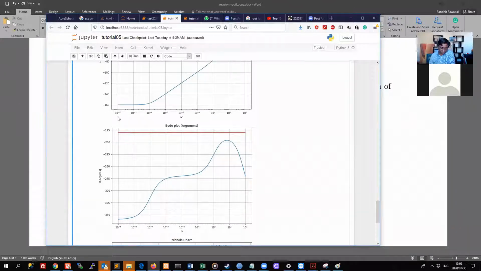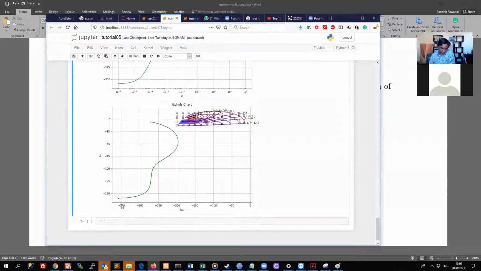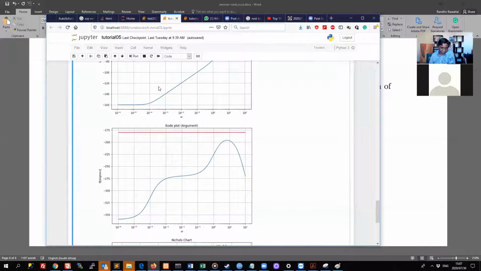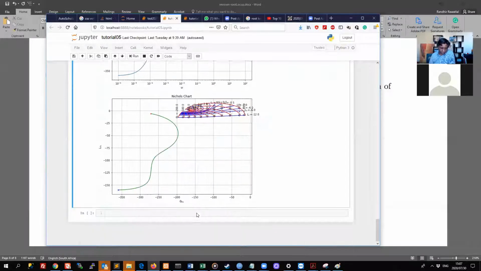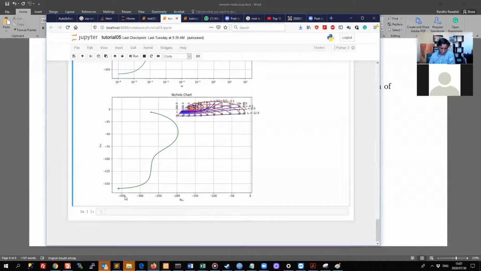So for instance, if we choose 10 to the minus 6, we can see here L is minus 160 and theta is about minus 360. So we would find that point here. Here's minus 360 and minus 160. So that defines that point. And then we pick another value, let's say 10 to the minus 4. We can see L is that value and theta is that value. And so that defines another point. And so we just keep picking omega values, and then that draws out this curve for us.